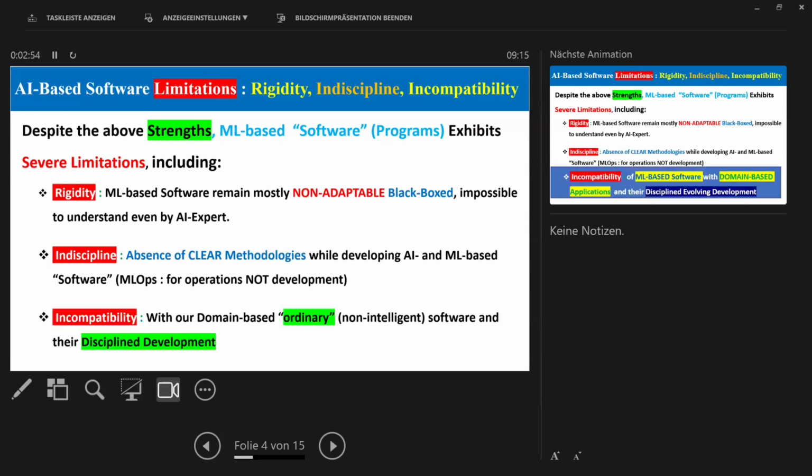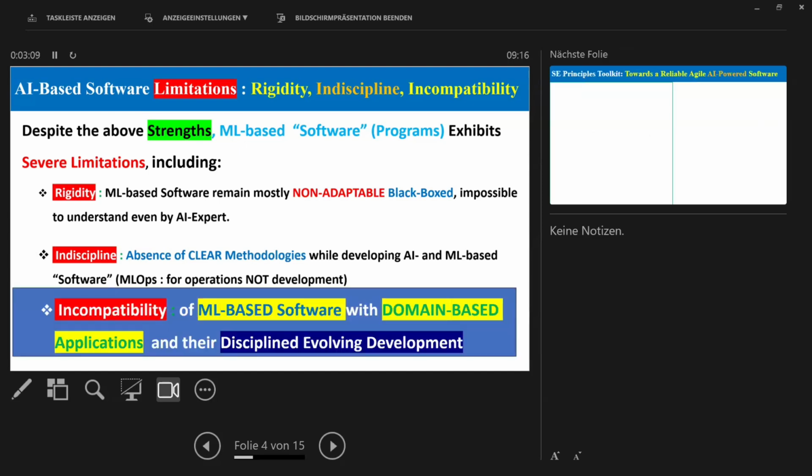And the most serious problem is the incompatibility with what we have been doing all these 20 or 30 years. That means there is an incompatibility between machine-based software and domain-based applications. For example, in healthcare there is patient software and there is machine learning, and they are incompatible. This is where we try to bring our contribution, bringing these two worlds together.